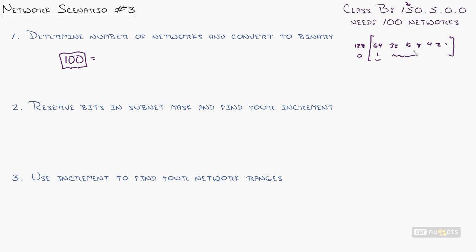Now I could figure out the rest of this and figure out the whole binary equivalent, but it's all still going to come out the same. I need 7 bits to get the number 100, and that saves us some time.